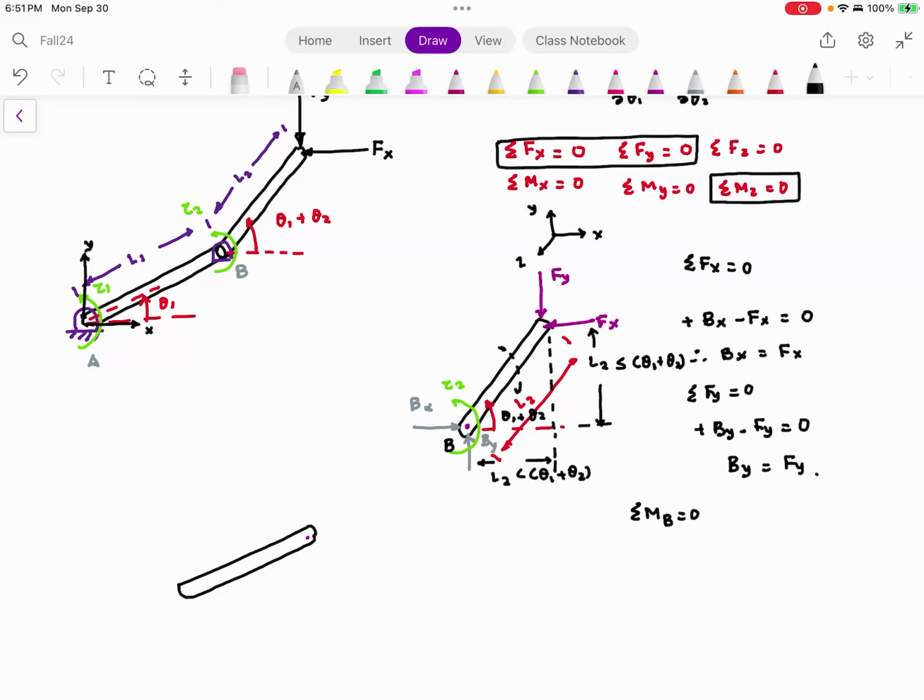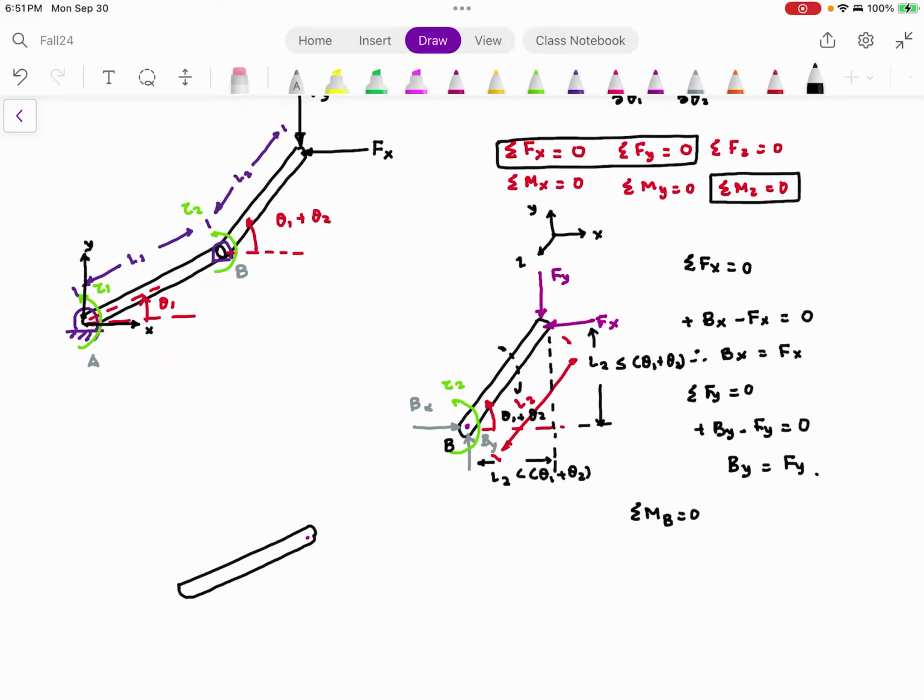Now let's look at F of x. F of x is going towards left. Do you agree with me? F of x is giving a moment which is counterclockwise. Curl your fingers in the direction of the moment given by F of x. Do you agree with me that your thumb is pointing in the positive z direction? Yes. Which means the moment given by F of x is positive. Everyone understood this?